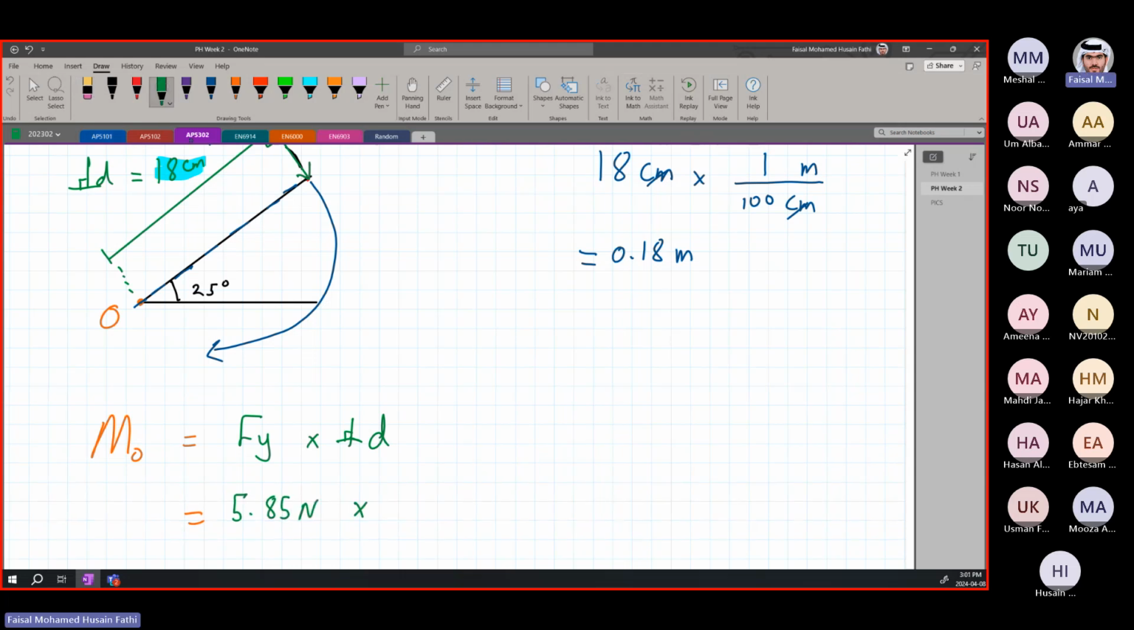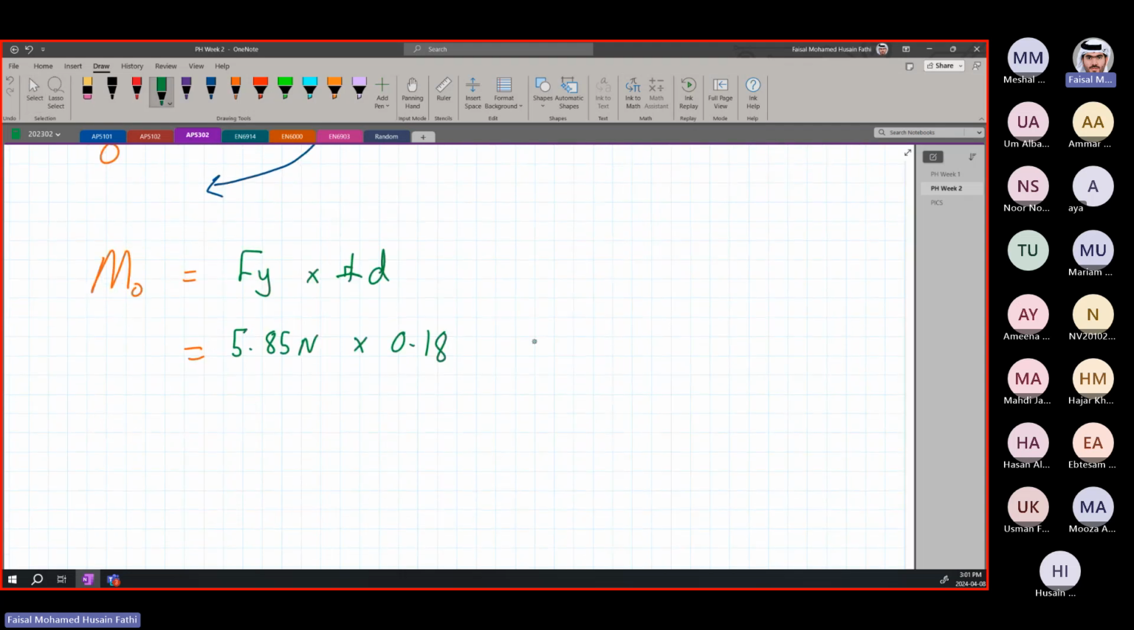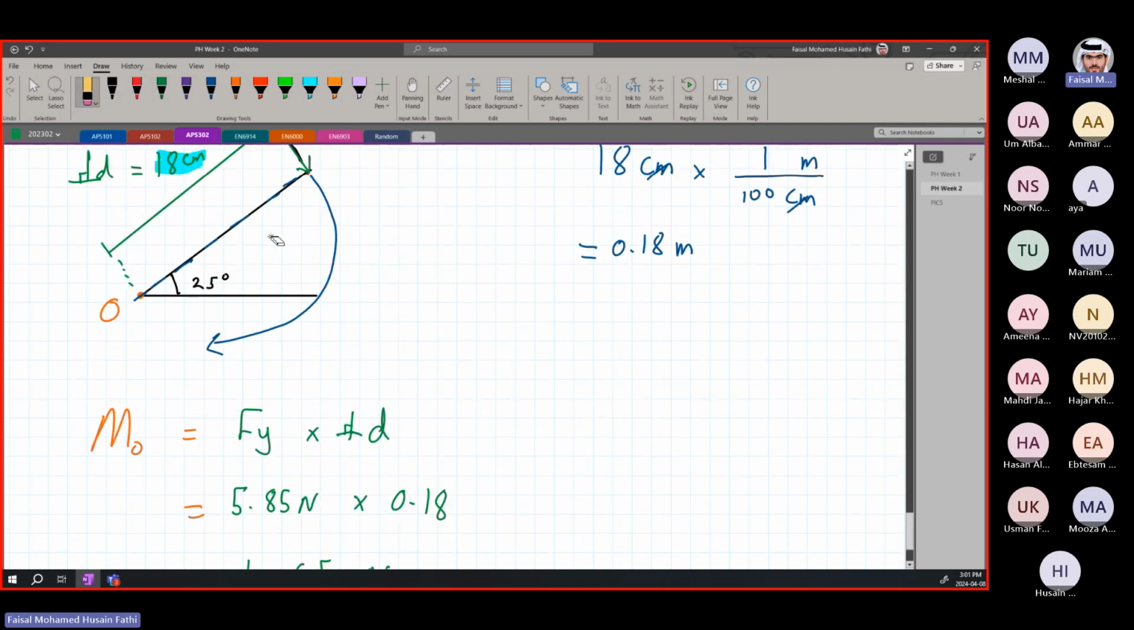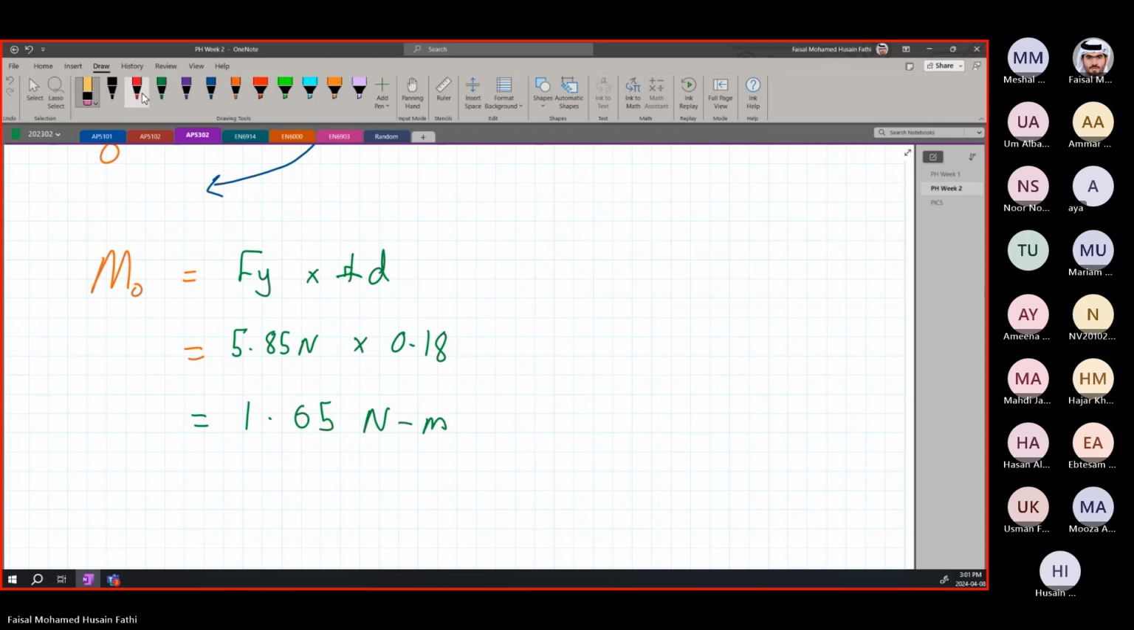Times the perpendicular distance, which is 0.18. So the moment is going to be equal to 1.05 Newton meter. And in which direction is it? It is in the clockwise direction. All right.